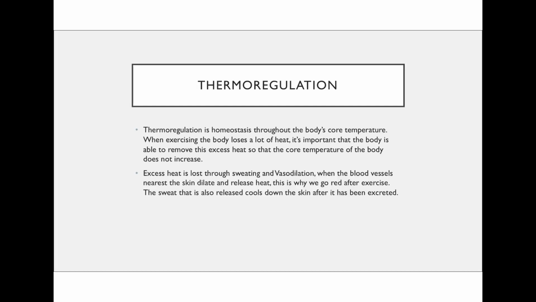Thermoregulation. Thermoregulation is homeostasis of the body's core temperature. When exercising, the body produces a lot of heat. It's important that the body is able to remove this excess heat so that the core temperature of the body does not increase. Excess heat is lost through sweating and vasodilation.